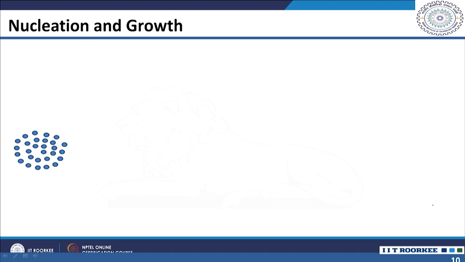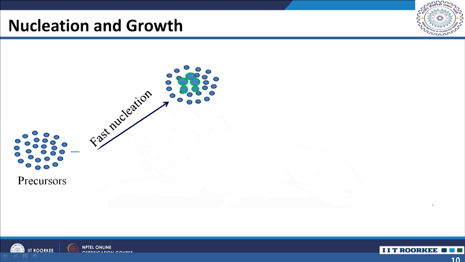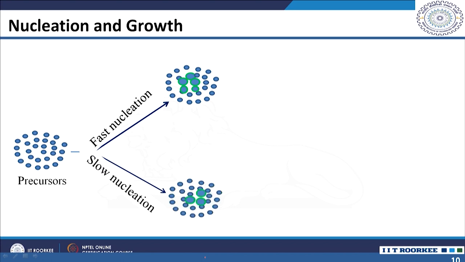Now let us look at this animation for the nucleation and the growth process. So now I have the precursor solutions. From the precursor solutions, if the fast nucleation happens, then we get sites like this, the solid circle. And if you have a slow nucleation, then the number of sites is less than the fast nucleation process. So the nucleated sites in the fast nucleation, here you can see the solid blue circles, 1, 2, 3, 4, 5 we have drawn, but here we have drawn 1, 2, 3. So the number of the nucleated sites in the slow nucleation is smaller than the fast nucleation.